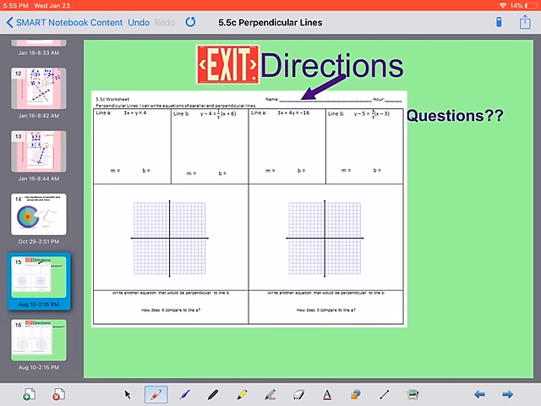Alright, your homework is very similar to this. Simply solve each equation and graph it. And then it says write another equation that would be perpendicular to line B. So line B is always going to be the second one. Write another equation that's perpendicular in the form y equals mx plus b. So slope is most important.